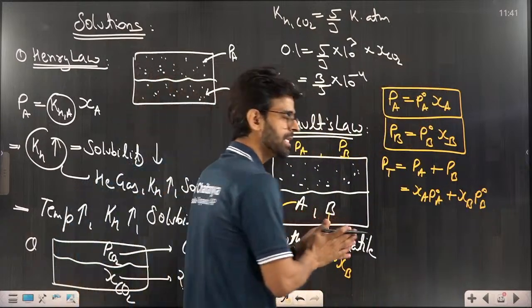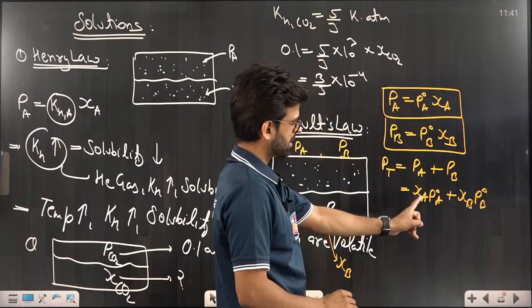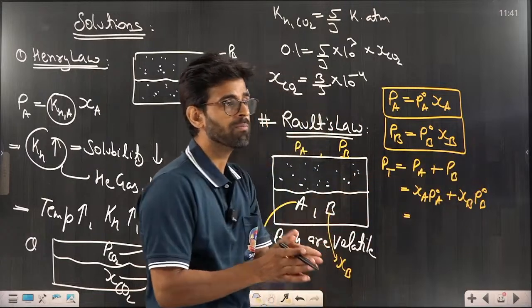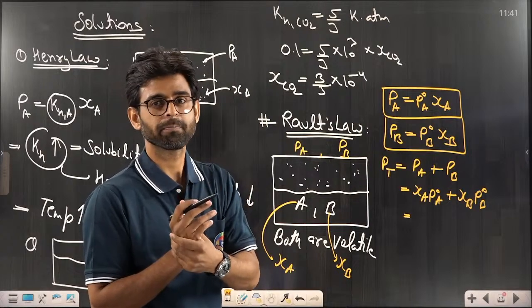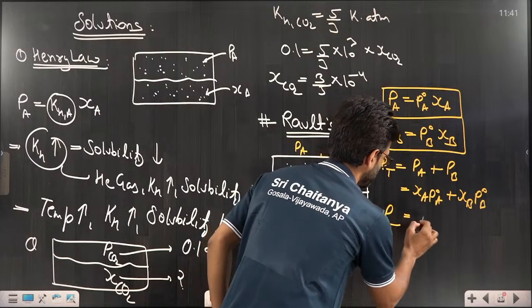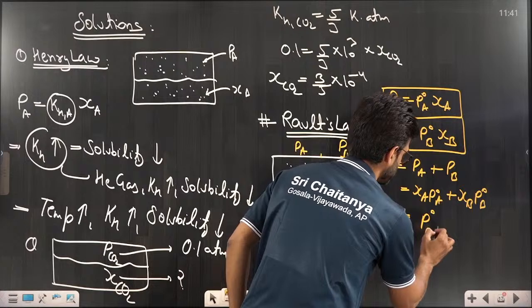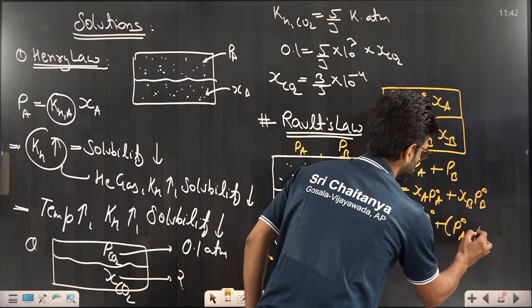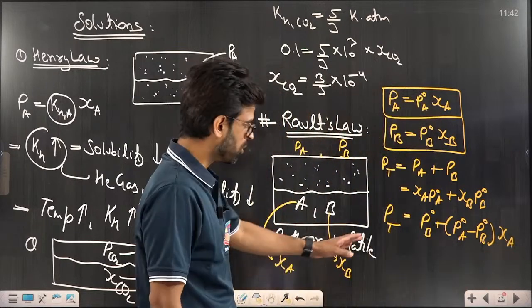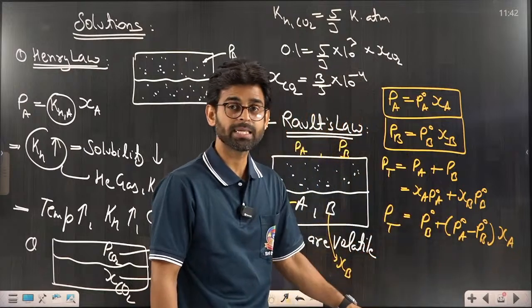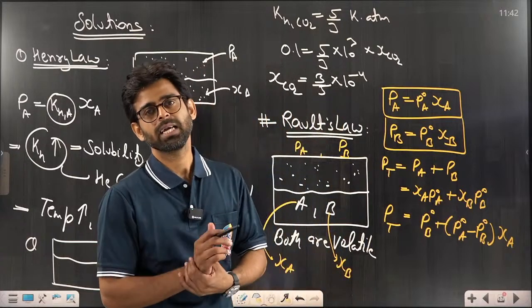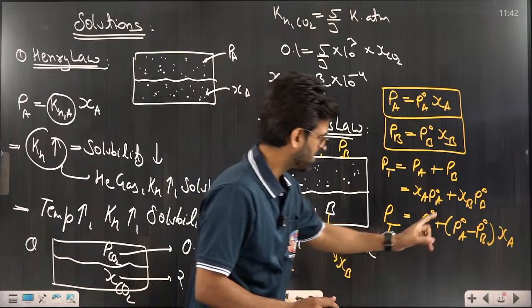Now see what we are doing. If you write XB as 1 minus XA, because the sum of the mole fractions is 1, then PT can be written as P naught B plus (P naught A minus P naught B) into XA, in terms of the mole fraction of A only. I am just putting XB as 1 minus XA, nothing else.